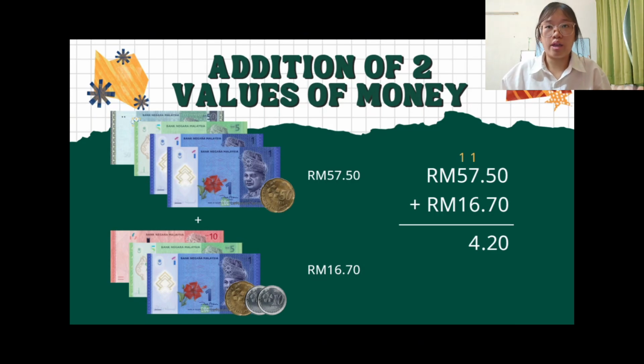So we plus them together. 1 plus 5 equals 6. And then we plus it with the 1 we have carried just now, and we will get 7. So we don't forget to write the unit RM, and we will get RM74.20.